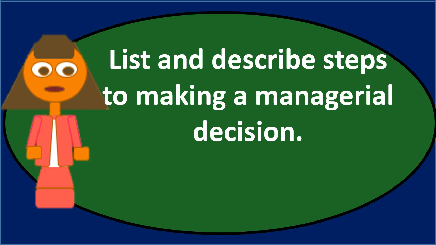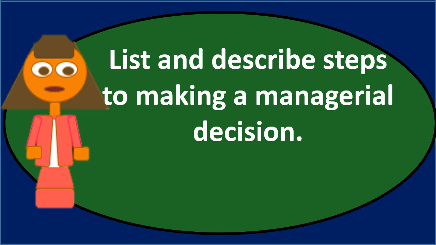In this discussion, we will discuss the discussion question of list and describe steps to making a managerial decision. If we see a discussion question or essay question such as this, our goal typically is to add more information, because if we can expand on the topic, we're more likely to pick up some of that information looked for within an essay question. And in a discussion question, of course, our goal is to add more information.